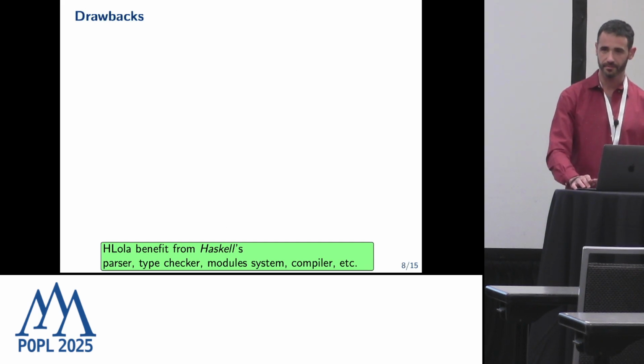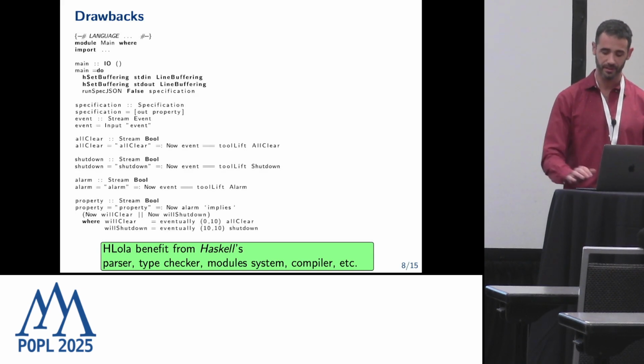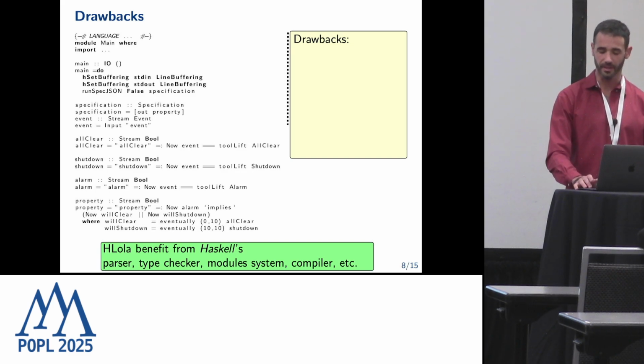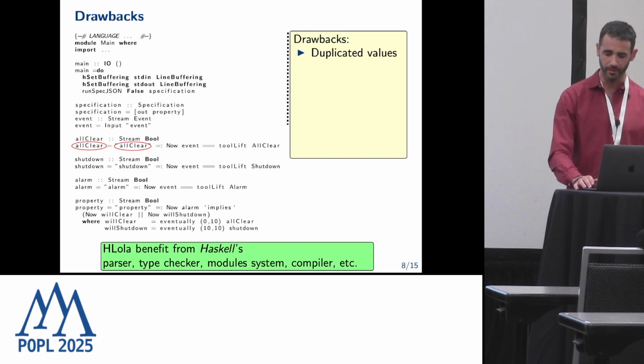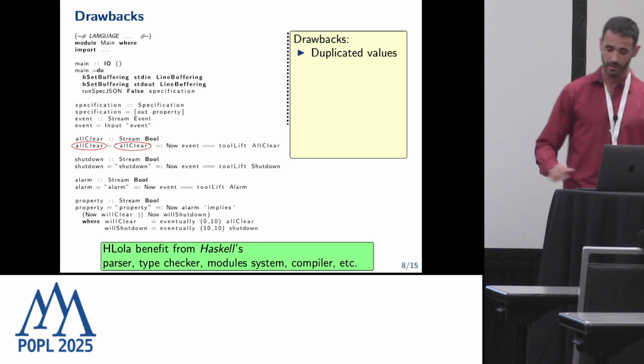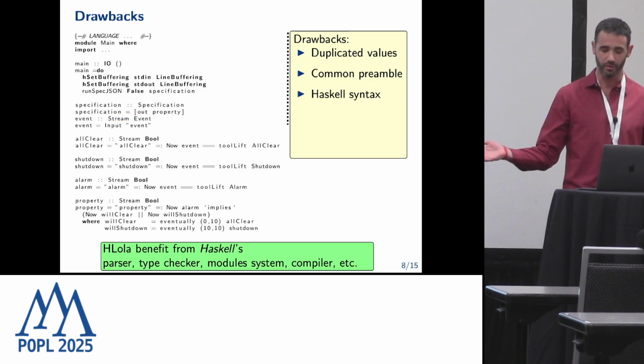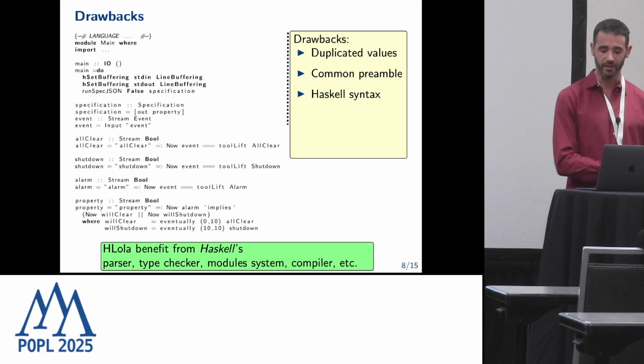But of course, it came with some drawbacks too. As I showed you before, this is an HLOLA specification, which obviously doesn't look like a specification. It has many drawbacks. For example, to begin with, we have duplicated values because we had to treat them both at the language level and as symbols. We also have a preamble for every specification that was always there, and we couldn't get rid of it. As I said, this is a Haskell program, and the syntax of the specification diverges completely from the original language.